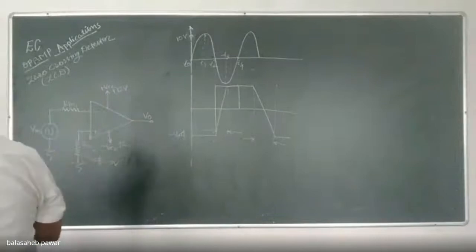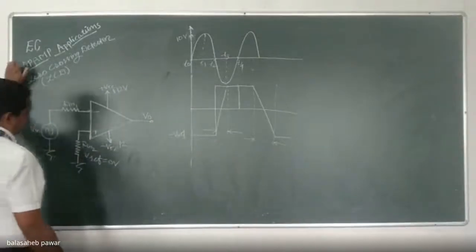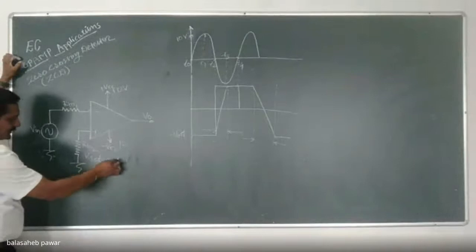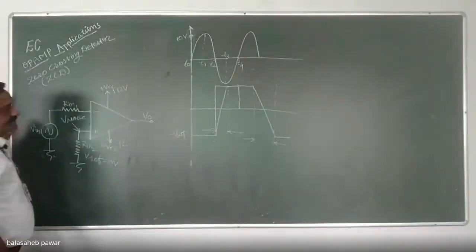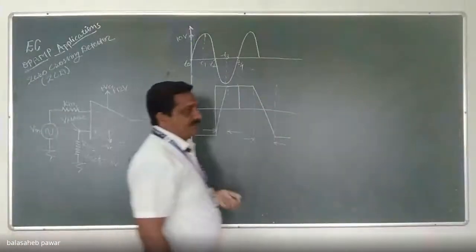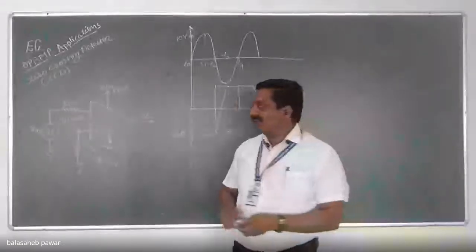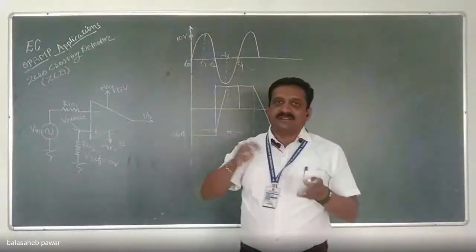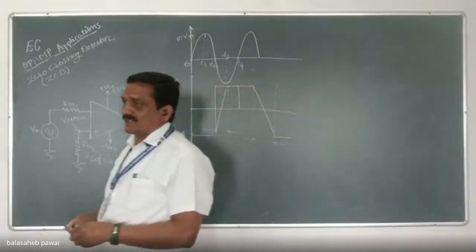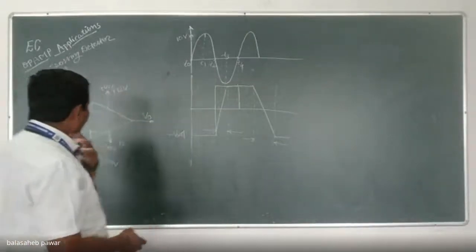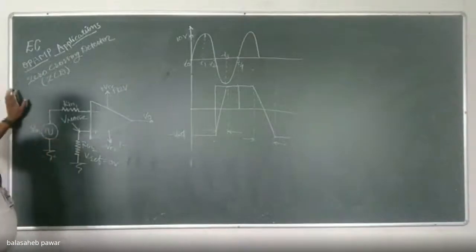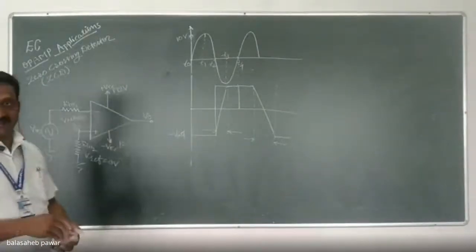Similarly, if there is a noise signal, as the reference voltage is kept at 0 volt, right? And if somewhat noise voltage, V noise, is there, because of that noise voltage, unnecessarily the transition between plus Vsat and minus Vsat may occur. So these are the limitations of the ZCD. So to overcome that limitation, another circuit is developed which is known as Schmitt trigger.